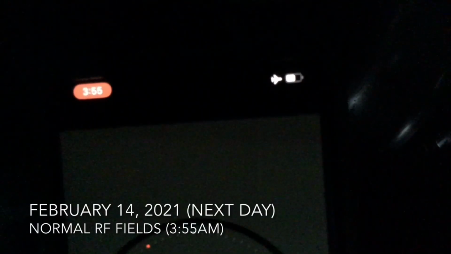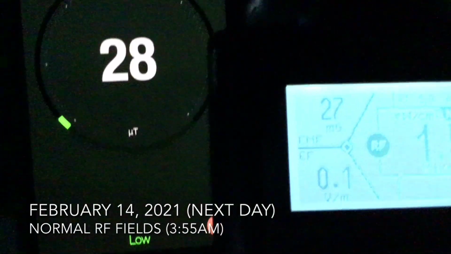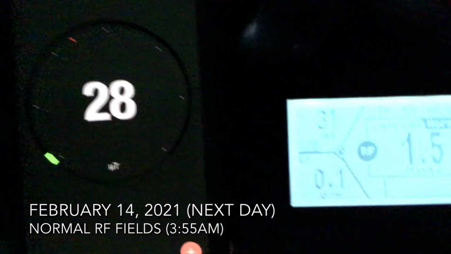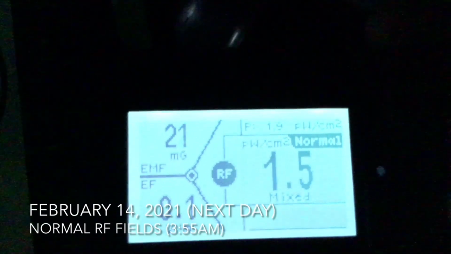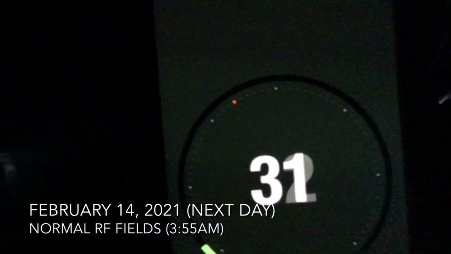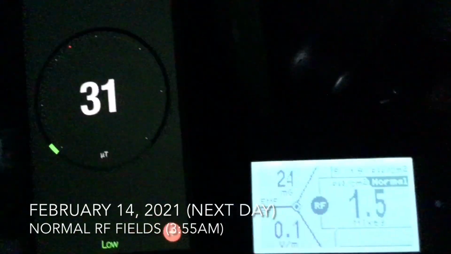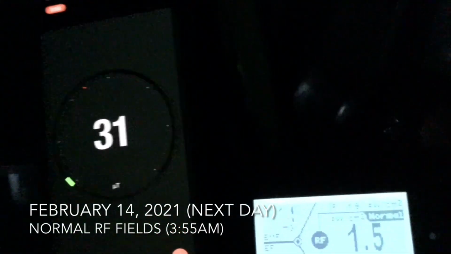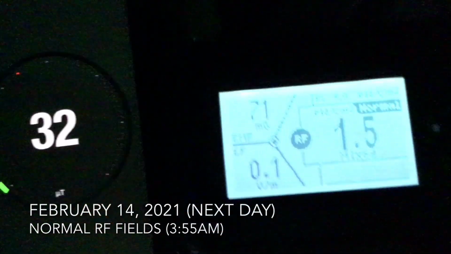And then here you can see the next day, you can see the time there at 3:55. This is February the 14th. I want you to notice here the readout on the Tesla meter is low. The readout on the RF EMF meter is low or normal. And this is typically what I'll see, unless the fields begin to increase and then the harassment starts. This is again at 3:55, normal readings. This is on the next day. And you can see not only on the Tesla meter, but you can see on the RF meter as well.